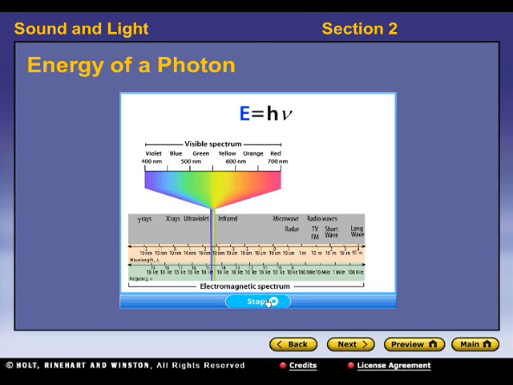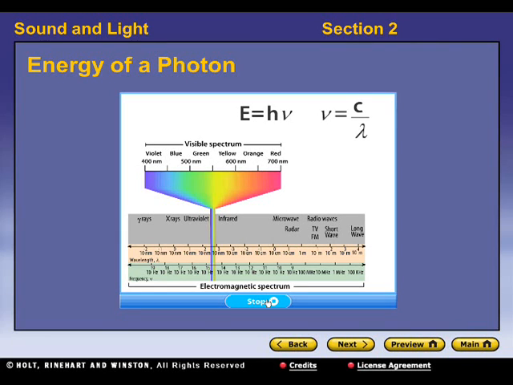So, the energy of a photon. The energy of a photon is equal to the product of Planck's constant times the frequency of the photon. 93.7 megahertz is a common radio broadcast frequency. If we substitute 93.7 megahertz into the equation, we get the energy of the photon.